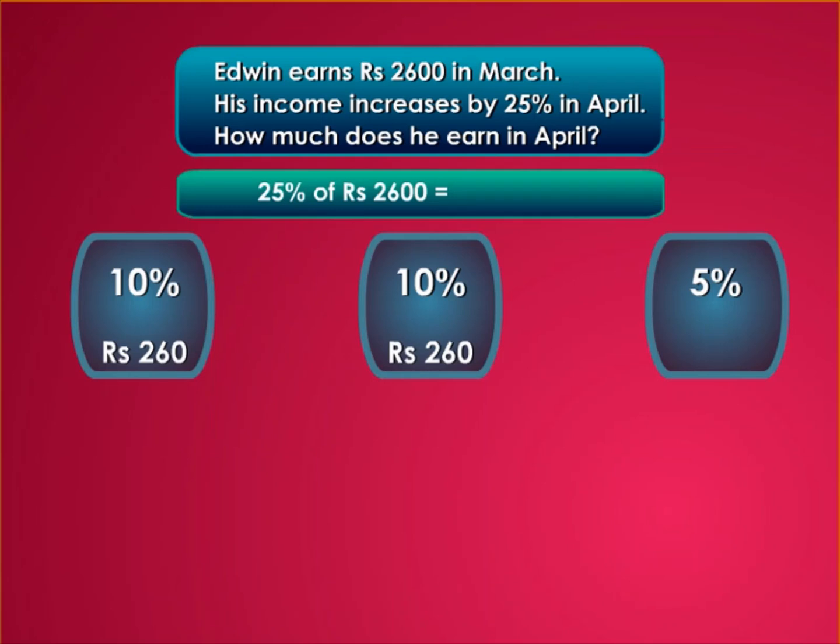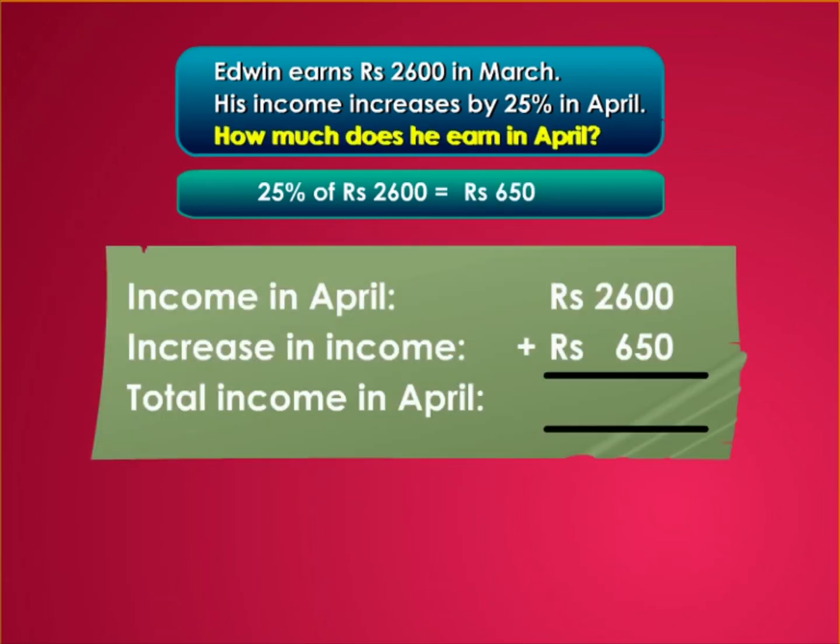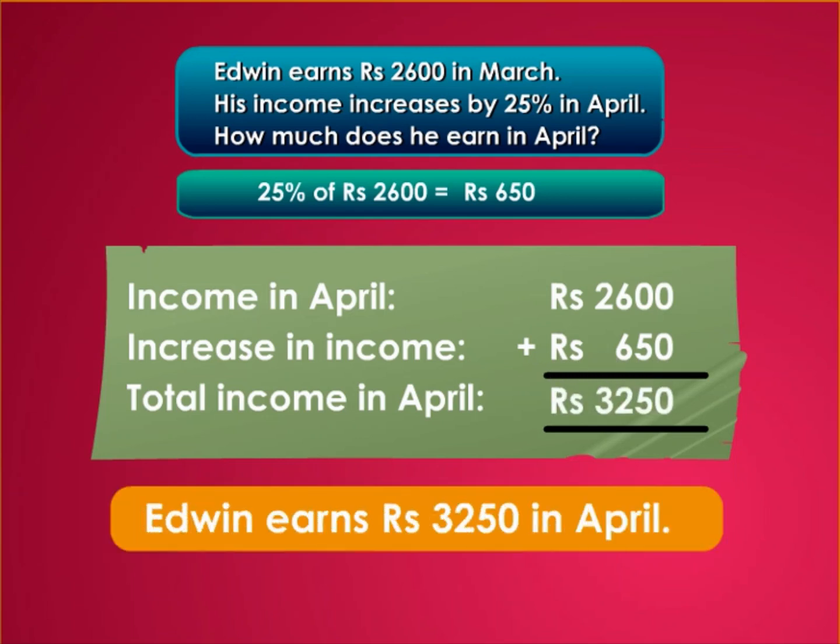10% of 2,600 rupees is 260 rupees. 5% is half of 10%, so half of 260 is 130. Add them. What do you get? Good. 650. How much does he earn in April? So in April, Edwin earns 3,250 rupees.